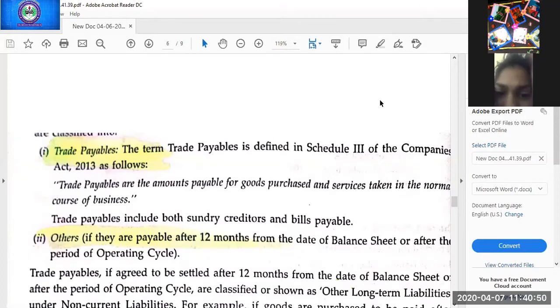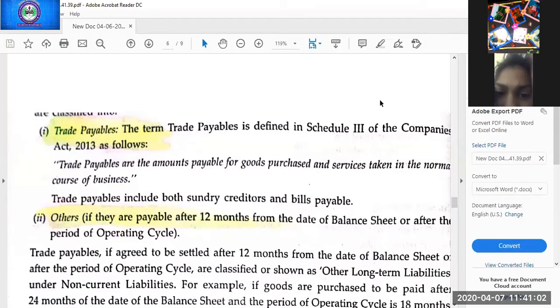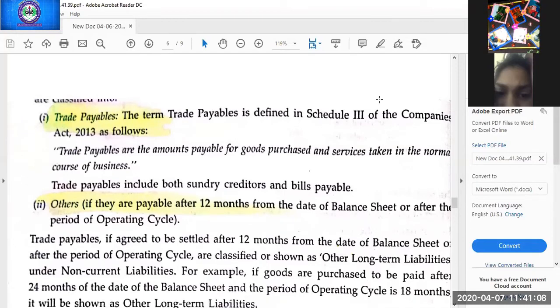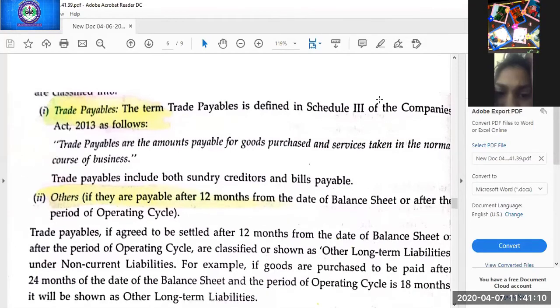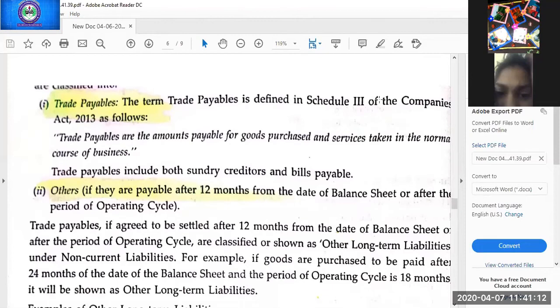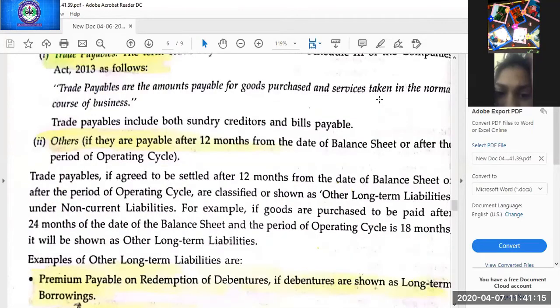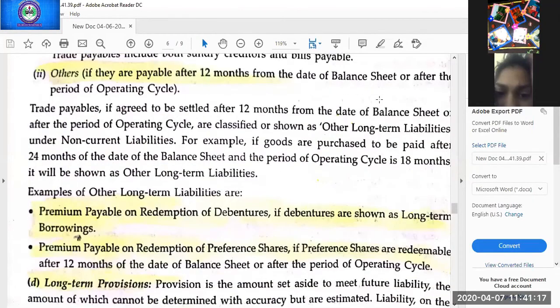Write down the third subhead. Deferred tax liability is not part of the course. The third subhead is other long-term liabilities. The first example is trade payables. You need not write theory, just write the example. Other non-current liability, first example is trade payables, which are to be paid after a period of 1 year or the operating cycle of the business. Write down some more examples.